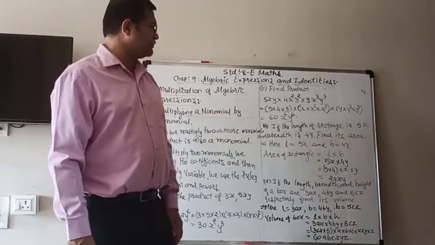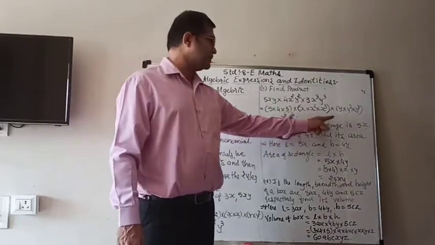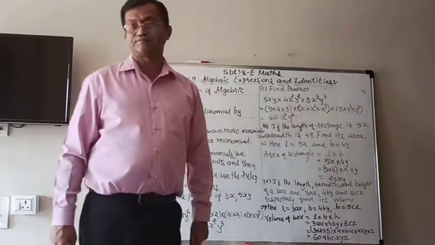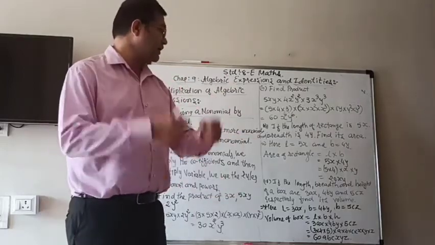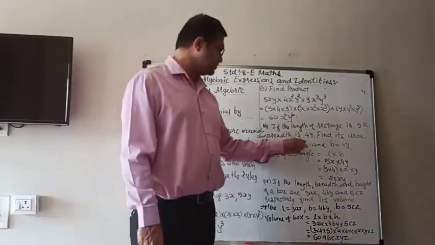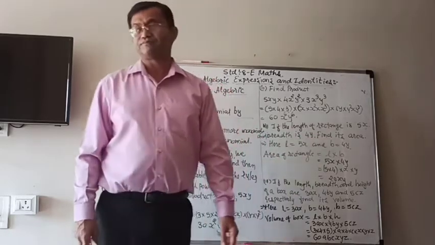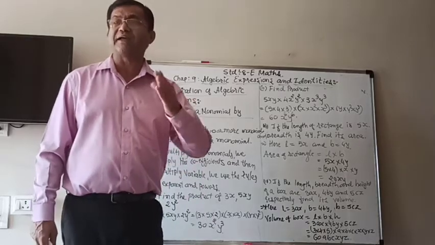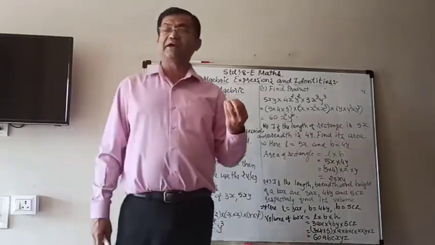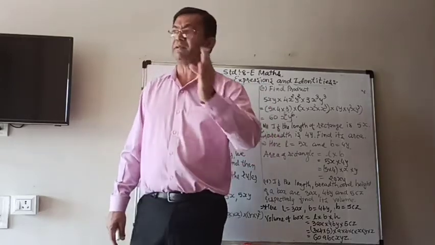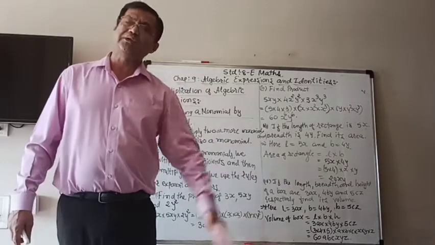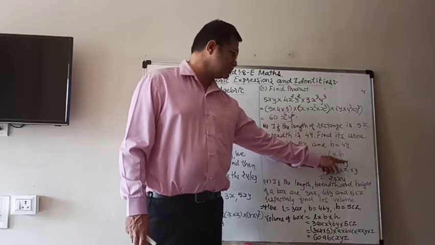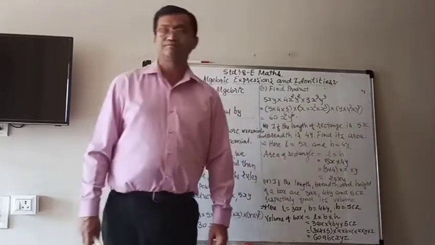Look at this example, third one. If the length of a rectangle is 5x and breadth is 4y, find the area. So we are given length is 5x and breadth b is 4y. Now we know the formula to find the area of a rectangle. Area of rectangle is length multiplied by breadth, L multiplied by b, that we learned in the lower standards. So L is 5x, b is 4y. So 5x multiplied by 4y.